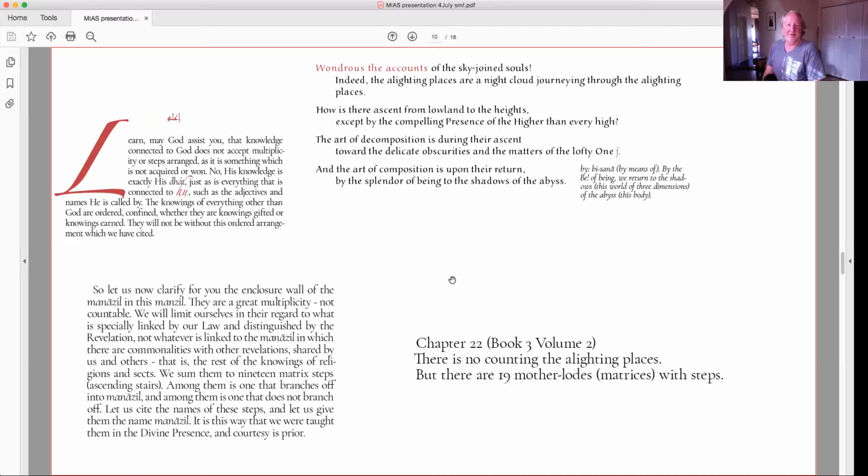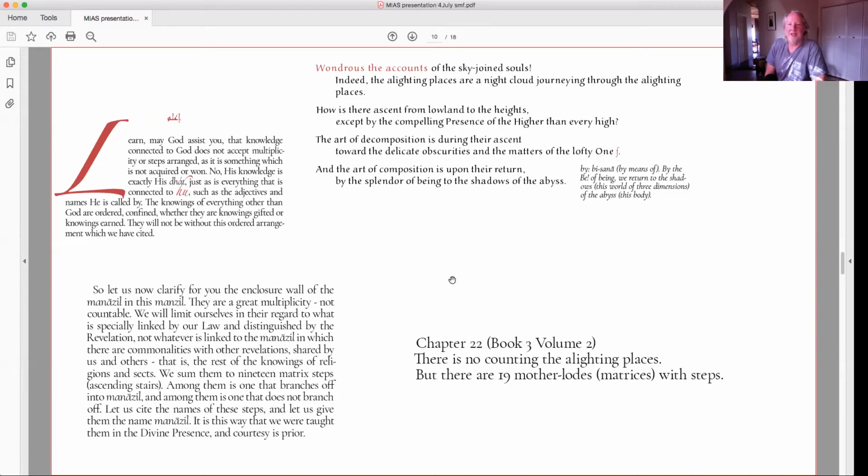Now, this is the first part of chapter 22. It's out there in volume 2, which some people have already been receiving. So that's available now, volume 2. Here's chapter 22. So let's look at the verses first.